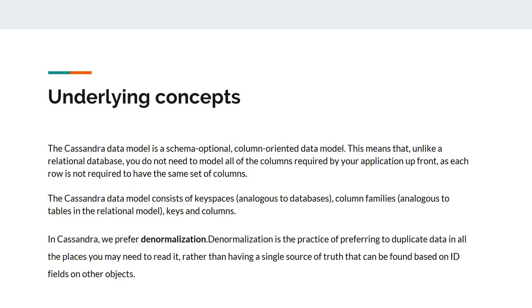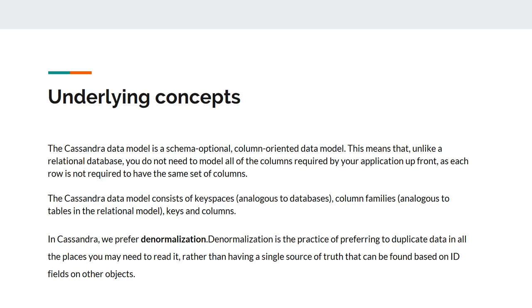So the underlying concepts of Cassandra are: when you're designing the schema for a relational database, the primary thought on your mind is what's the best way to store this data. But with Cassandra, your dominant concern should be how am I going to query this data? Given Cassandra's data structure, writes are incredibly cheap, but reads are expensive.